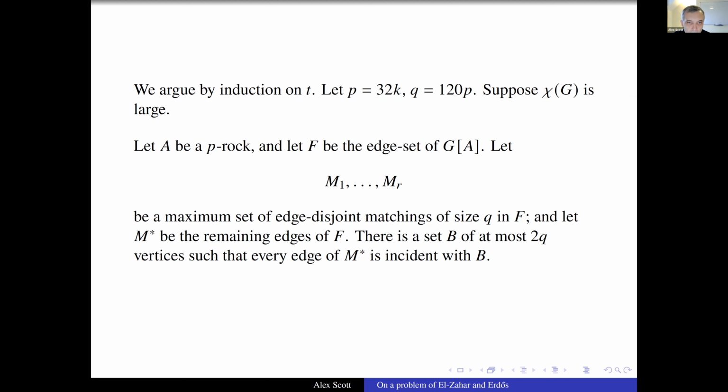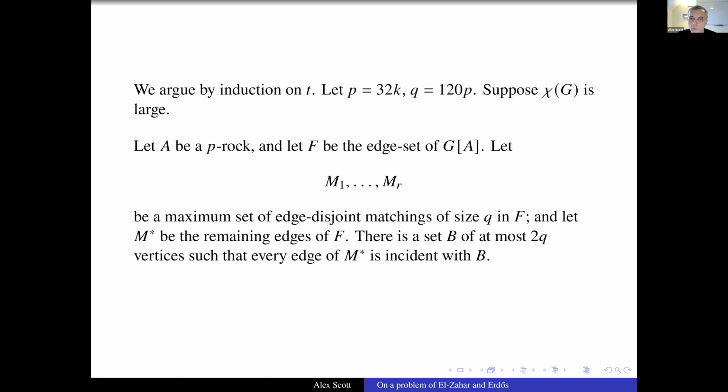Okay, so let's do a bit of work to decompose A. We'll take the edges and divide them into lots of edge-disjoint matchings of size Q. We'll just greedily take them out until there are none left. And then what's left? Well, if there's no matching of size Q, just take the largest matching you can, and the vertices of the edges in that matching will hit all the remaining edges.